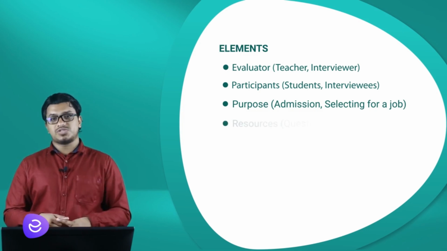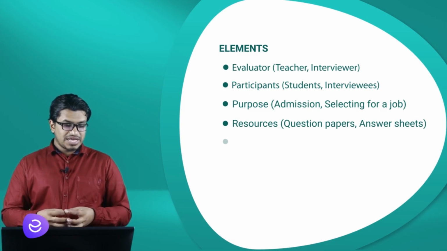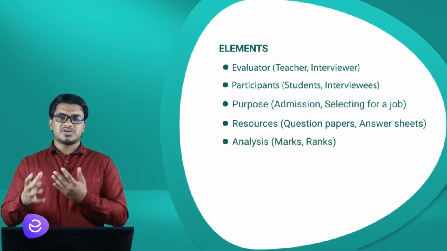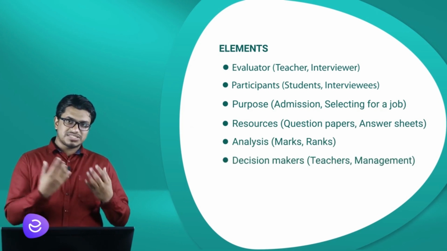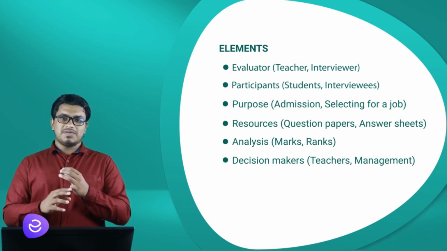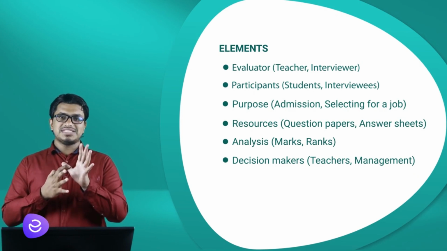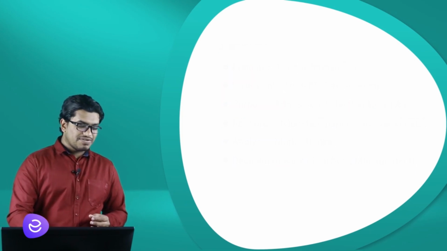The next one is the resources. Resources means the question papers, the answer sheets, etc. Next one, the analysis. So marks, grades, ranks, etc. These are the analysis. The last one is the decision makers. Maybe it is a teacher, maybe it is a management, whatever it is. So evaluator, participant, purpose, resources, analysis, and the decision makers. These are some of the elements of evaluation.